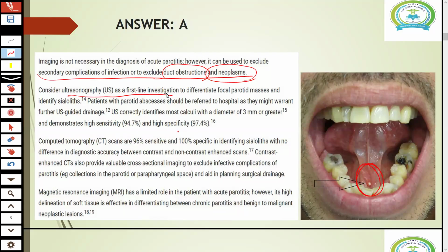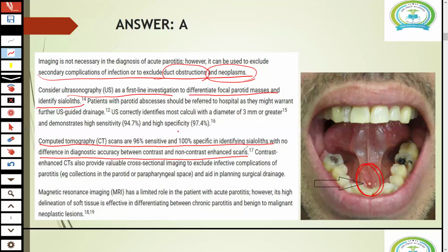Yes, you are right, Dr. Hassan. First is ultrasound, whenever we are suspecting stones. It is the first line to differentiate the focal parotid mass and identify the cellulitis. But still, whenever in the question they ask the best or the most appropriate thing, then CT will be the best because it is sensitive and 100%.